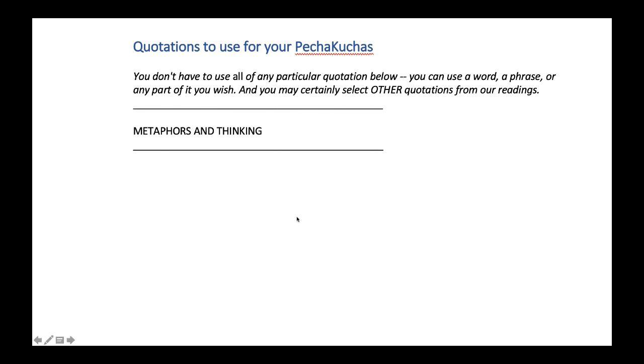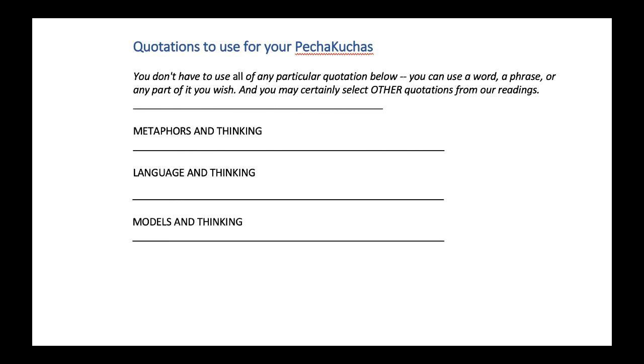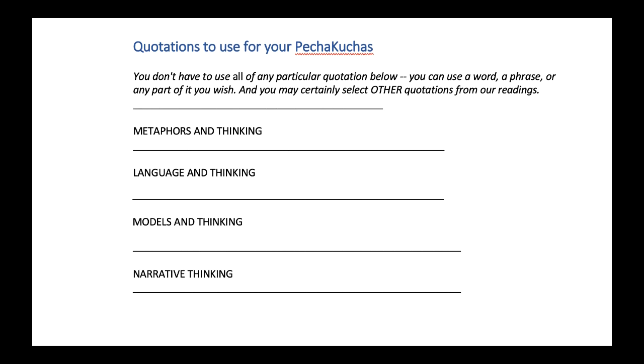The document is organized into 5 sections. Metaphors and thinking is one. Language and thinking is another. Models and thinking. Narrative thinking. Video games and thinking. So you'll find quotations under each one of these categories. And I just want to add here that this quotations document really provides a pretty good summary of all the kinds of thinking we discussed this semester, so you might just enjoy reading it.